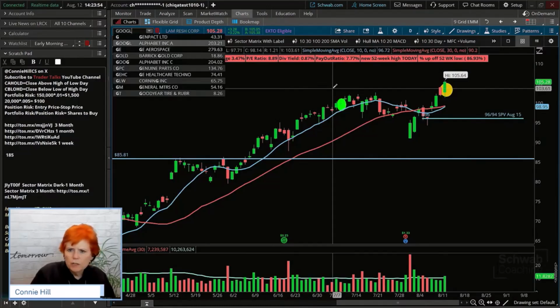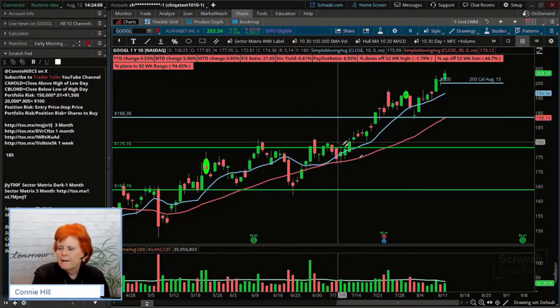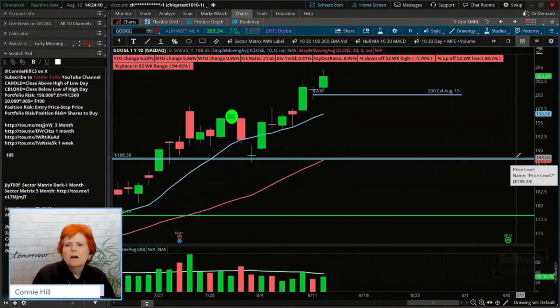Now, this last one I want to show you is Google. Google was a calendar, right? On the calendar, we did a long call calendar. We did a couple because we wanted to experiment with that strategy a little bit and see how it worked. Now, I'm going to zoom in here. On the calendar, basically, we have 2 different expiration dates, but the same strike price. We were working with the 200 strike price.